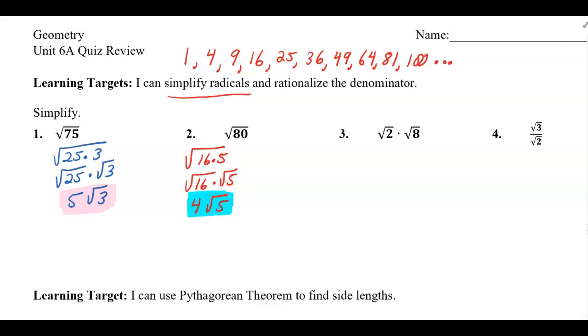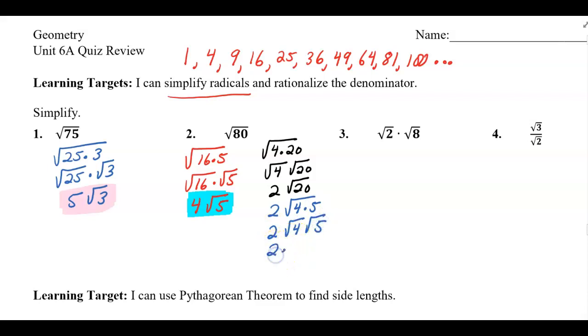There is an alternative way of doing problem number 2. If you saw it as 4 times 20, then you could say the square root of 4 times square root of 20, which is 2 square root of 20. However, 20 also has a perfect square, so you can rewrite that as 4 times 5, and then break that up. 2 times square root of 4 times square root of 5. Again, square root of 4 is 2, so 2 times 2 square root of 5, which finally simplifies to 4 square root of 5. Notice you get the same answer in both cases.